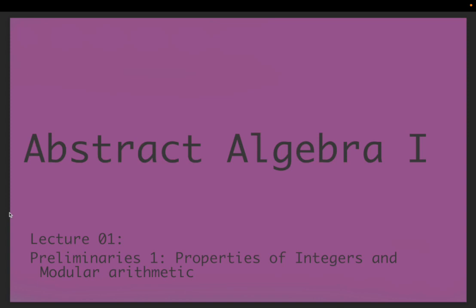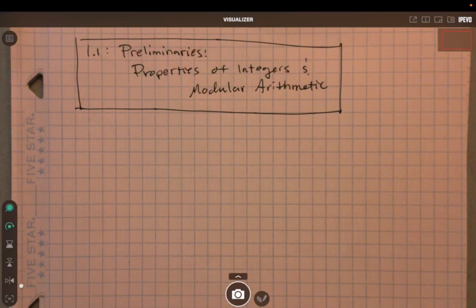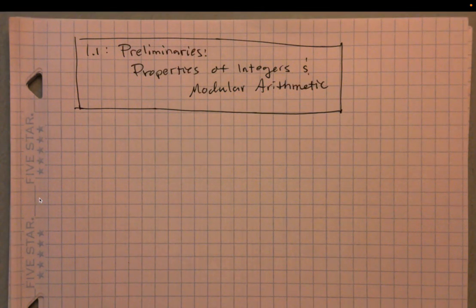Some of these things you'll have seen. Probably most of them you will not have proven. We're going to go through some proofs. And then the second thing, we're going to briefly introduce modular arithmetic. It'll come up in a variety of places in abstract algebra, so we want to familiarize ourselves with it. So let's go ahead and get started. We'll call this section 1.1. Again, preliminaries, properties of integers, and modular arithmetic.